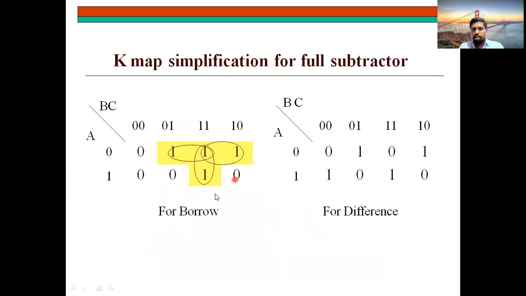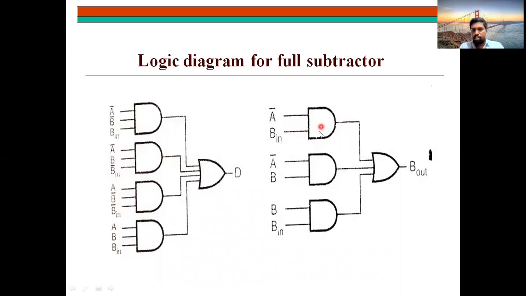And for borrow, B out, you are having 3 different pairs, so you will get 3 different individual terms, so 3 product terms connected to one OR gate. So this is the diagram for difference. This is the diagram for output borrow. Okay, clear?